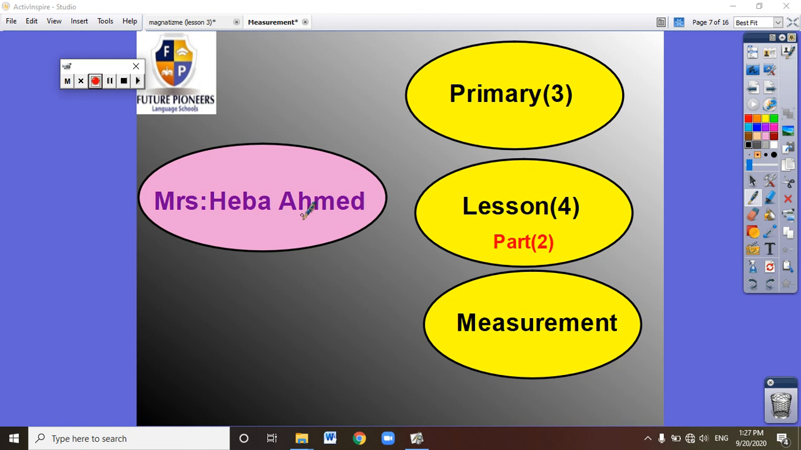Today we will complete our lesson. We will take part 2 from lesson 4, measurement. Do you remember what is the measurement? Very good. It's a number that shows size or amount.